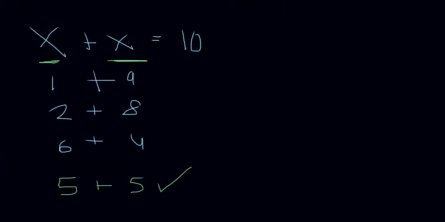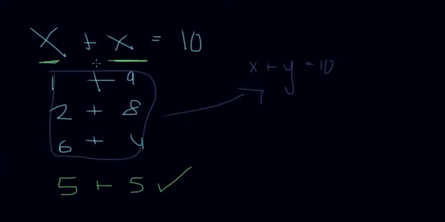But if it was, for example, x plus y equals 10, then it could be any of these and a lot more. But coming back to this, it can't be x plus x equals 10, can't be any of these because it has to be the same.